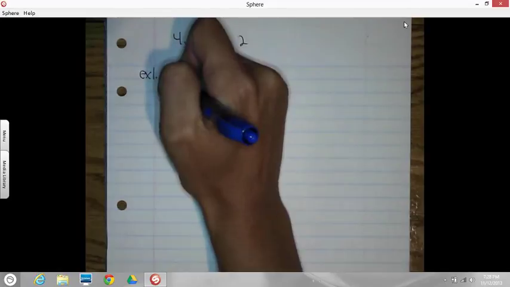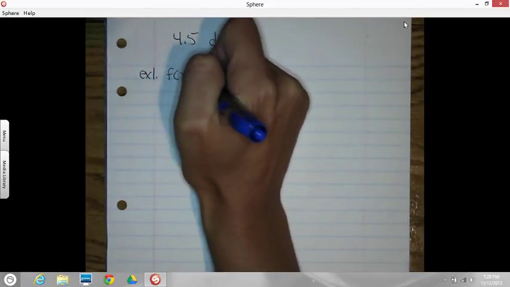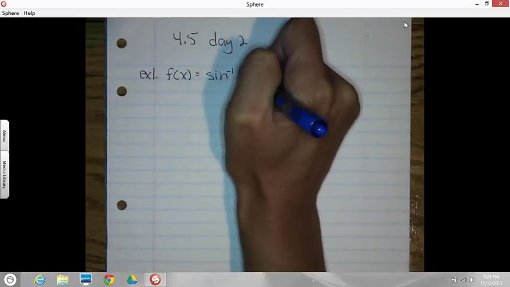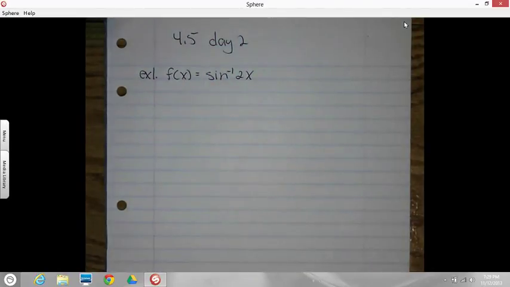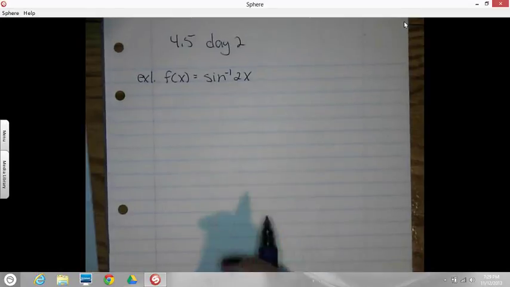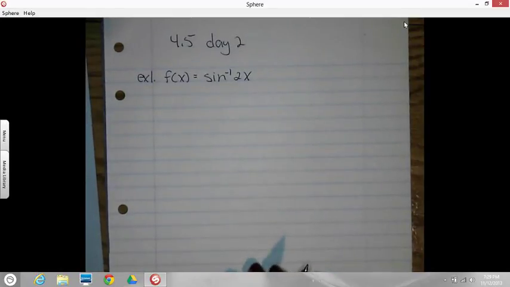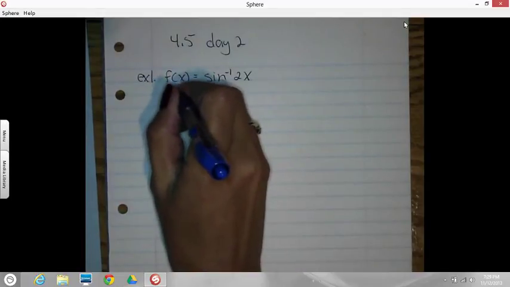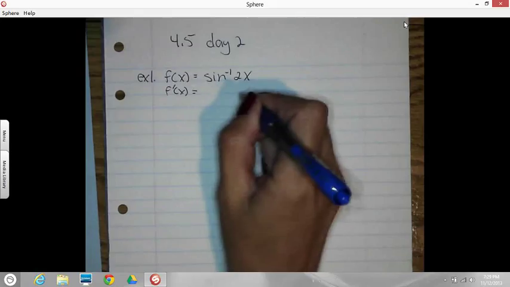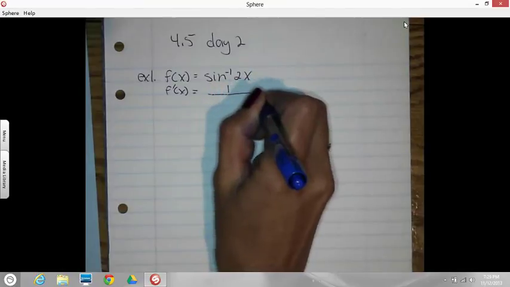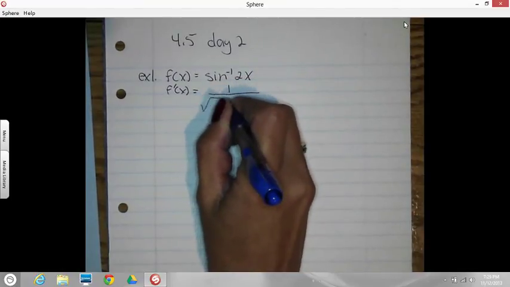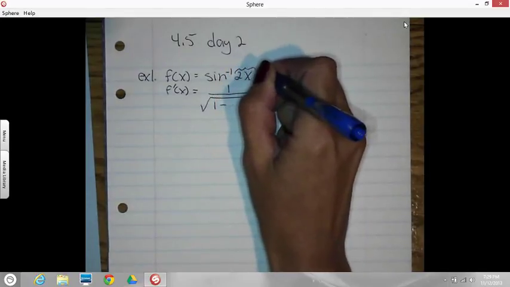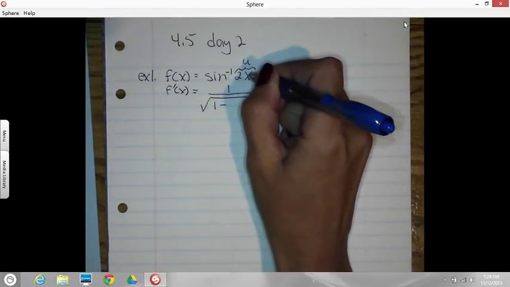F of x equals inverse sine of 2x. And you really should have your blue sheet next to you so you can look back, because I can't get both of them under here at the same time. But inverse sine, the derivative rule is 1 over the square root of 1 minus the u, and all of that 2x is that u squared.